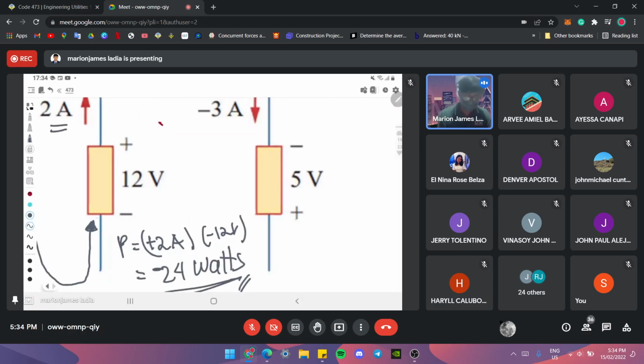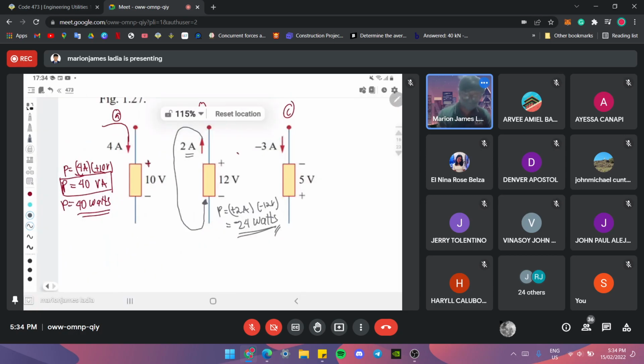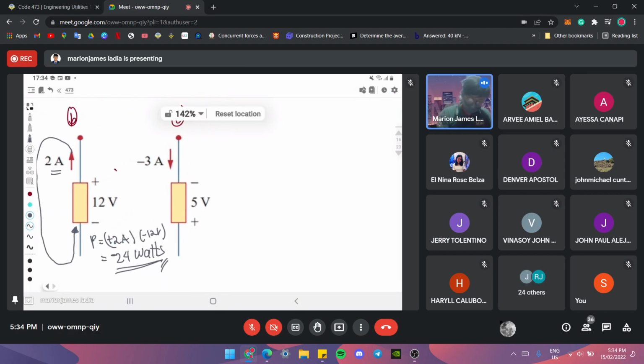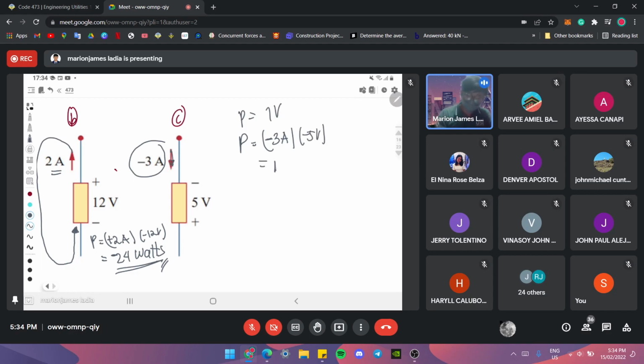Okay? Next is ito. In this part, take note, you have negative 3 ampere. So, pumasok sa negative. So, therefore, my power is equal to negative 3 ampere for my current. So, P is equal to VI. And then, yung negative natin, pumasok sa negative 5 volts. So, therefore, I will have a value equal to positive 15 VA. Okay? So, that is equal to 15 watts.